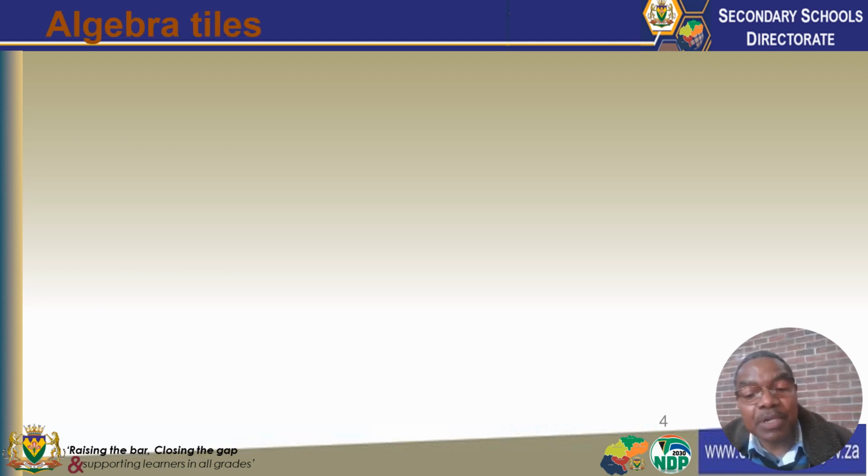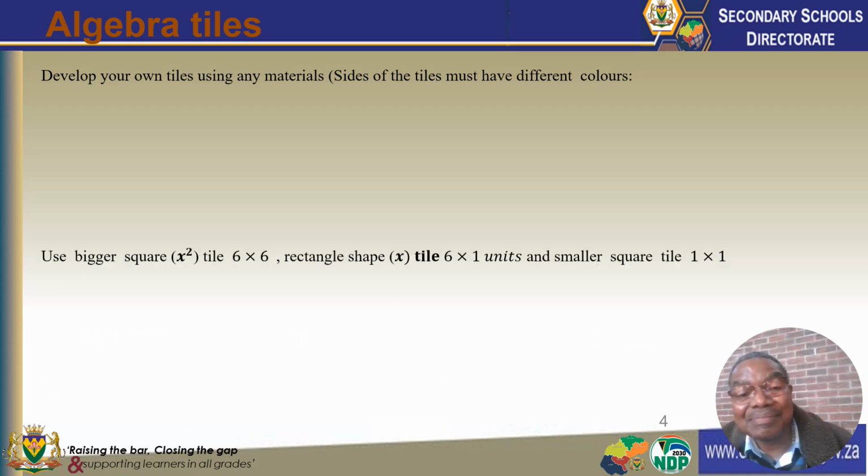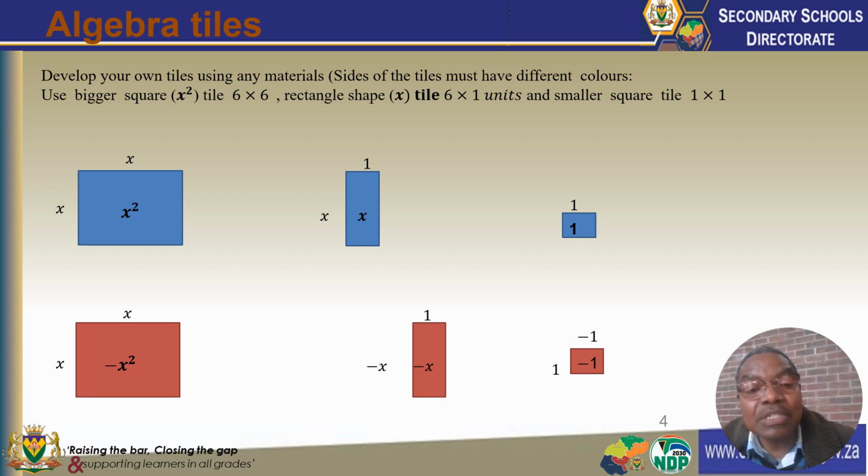So I'm going to start with the algebraic tiles. Develop your own tiles using any material. Sides of the tiles must be different colors. So you can take two A4 size papers and cut them. Use a bigger square, which is 6 by 6 when you use a ruler, in centimeters. And the other one is a rectangular shape, the x tile, 6 by 1 units. And the smaller square tile is 1 by 1. So these are the tiles I'm talking about.